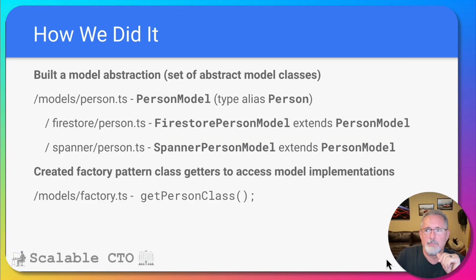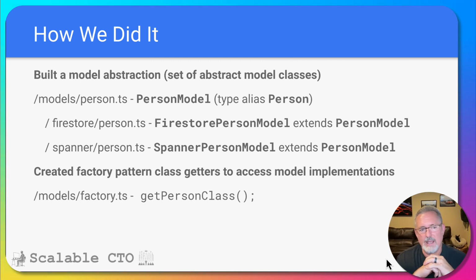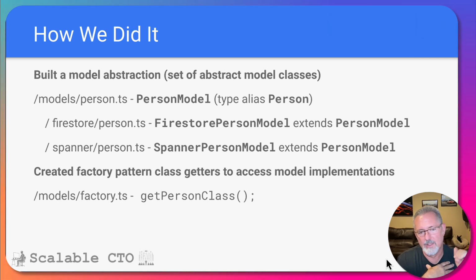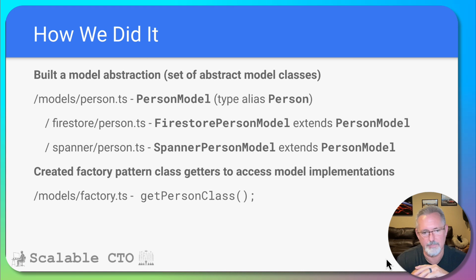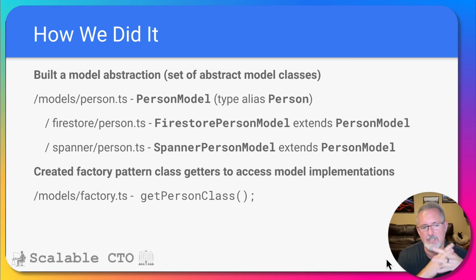So let's talk about how we did the port. The first thing we did was we built a model abstraction. We built a set of abstract base model classes. I had made a models directory with a Firestore directory under it, on the theory that maybe there'd be another model someday, even though I'd never planned on there being another one. But I didn't build an abstraction layer in between. So we built this abstraction layer, and then we built a Firestore-specific version that extended it, and then we built an empty Spanner skeleton that implemented the same interface.